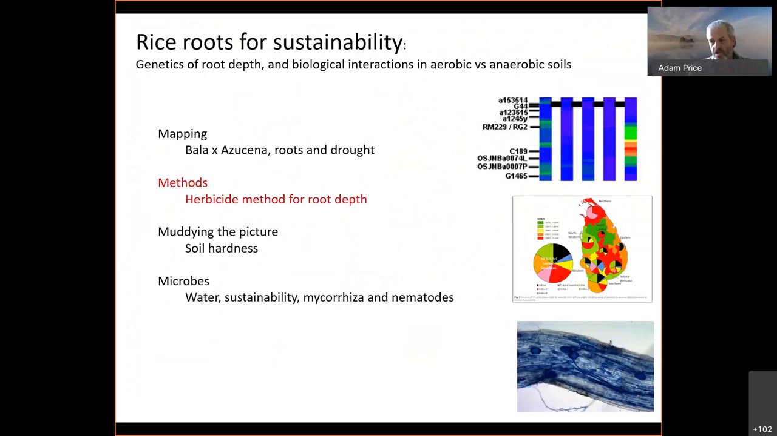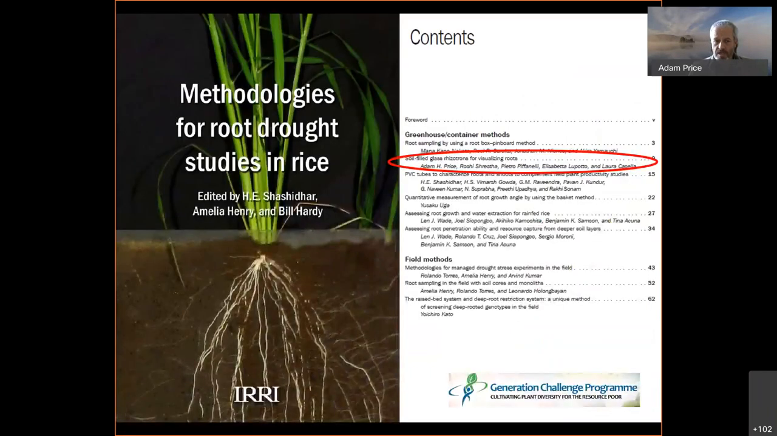We've done a little bit of work on methods. Well, I could speak for hours about methods for root screening, but I want to just talk about the herbicide method, which has been introduced into this lecture series before. But my favorite method of all is this one called rhizotrons. And this is a beautiful study, especially if you're working on roots. This is a freely available booklet showing you all kinds of root screening methodologies. But in this one, my favorite is rhizotrons.